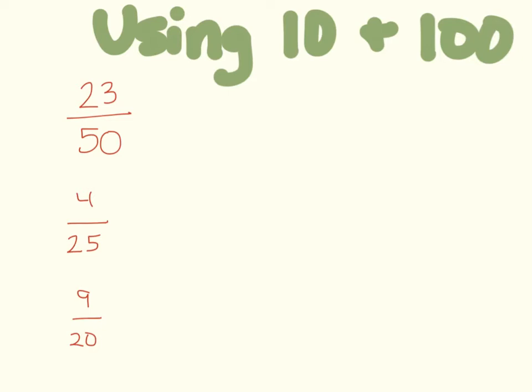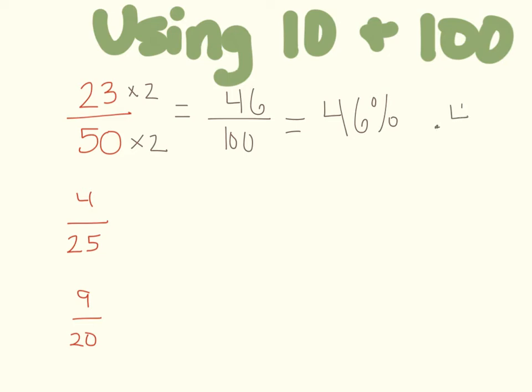So I asked myself, how many times, 50 times what is going to equal 100? 50 times 2. Now, remember, we want to do the same thing to the numerator as we did to the denominator. So when we multiply that together, it's 46/100ths. Now, this is really easy here. 46% and 0.46.